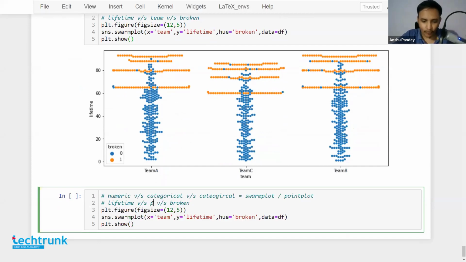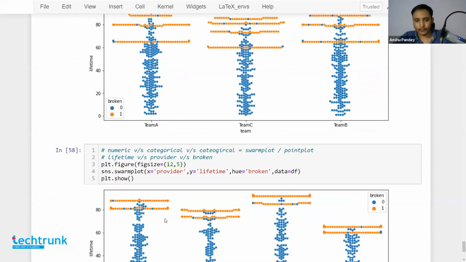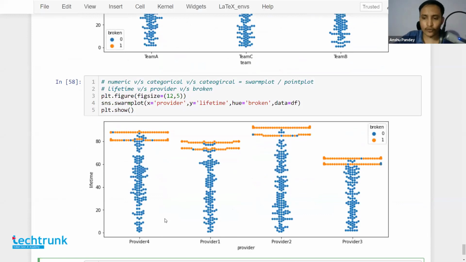Let's say we want to do a similar analysis of lifetime versus provider. Instead of team, let me make it provider and do the similar plot. So in the case of provider, what do you think? What kind of pattern is present here?